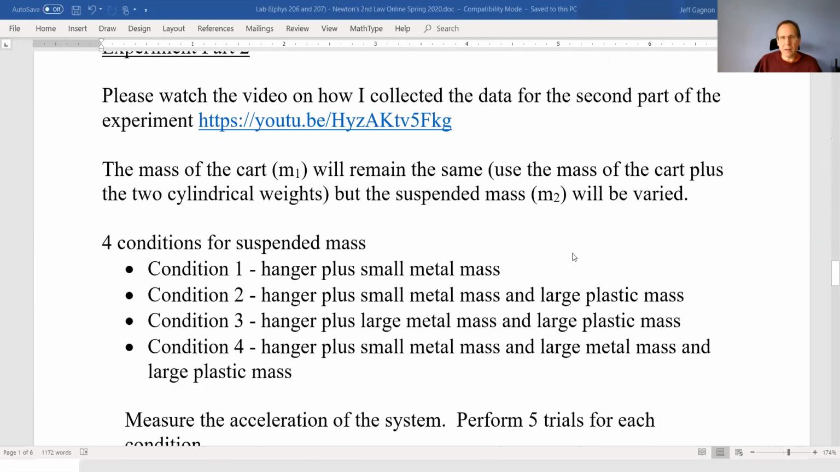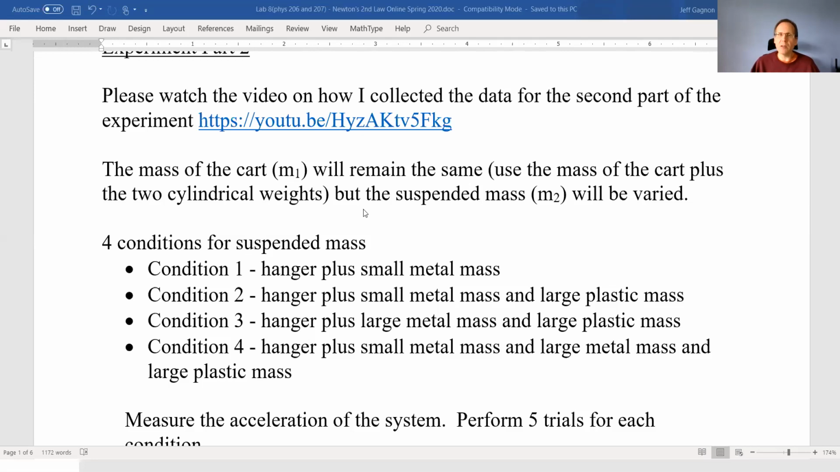So I made another video, and this is a really short video, on how I collected data for the second part of the experiment. It was basically the same, except now the mass of the cart remained the same. And actually, we left on the 2 cylindrical weights. So M1 is now the mass of the cart with the 2 cylindrical weights, right? That just stayed for all 4 conditions. It's going to be 4 conditions now.